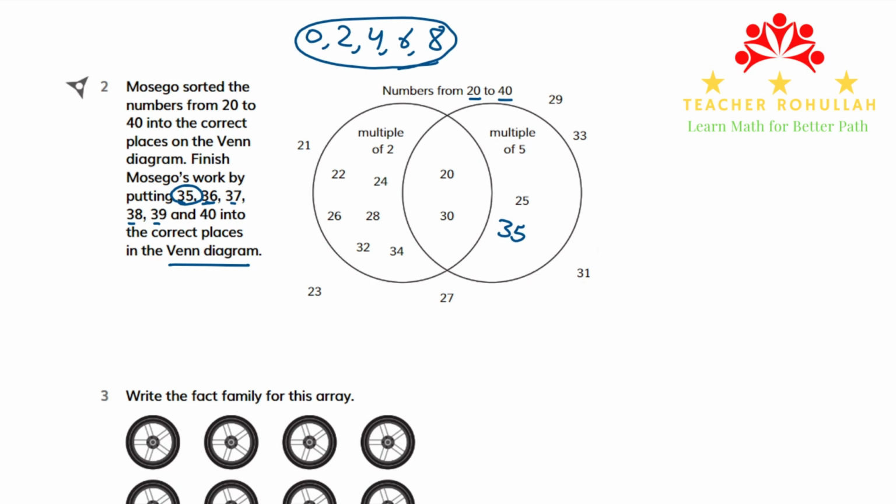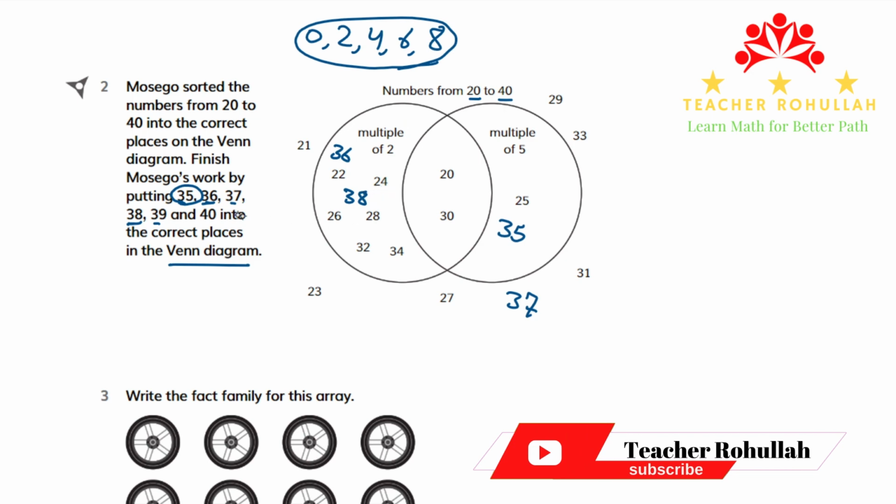We can put it anywhere around the Venn diagram. I'll put 37 over here. 38 is a multiple of 2. Sorry, I forgot to write 36. 36 I have to write in the multiples of 2. So 36 should be written here. And 38 is also a multiple of 2 because it ends in 8. 8 is an even number, and any number that ends in 8 is also an even number. So I will write 38 also over here. So 39.